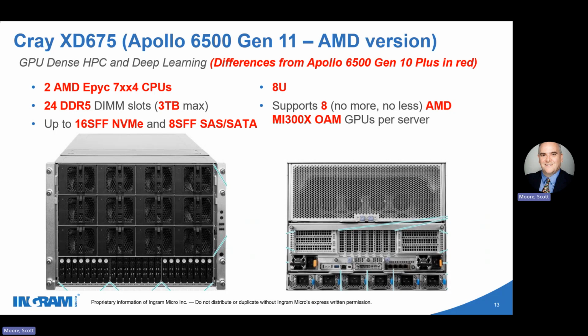So between our 3 families of Apollo 6500 alternatives, we have the 670, which supports Intel processors and NVIDIA GPUs. We have the 665, which supports AMD processors and NVIDIA GPUs. And we have the 675, which supports AMD processors with AMD GPUs. So plenty of options there for whatever your deep learning AI application requires.